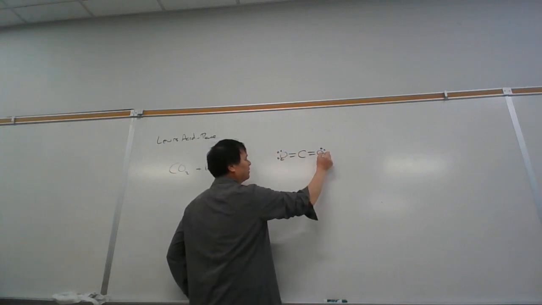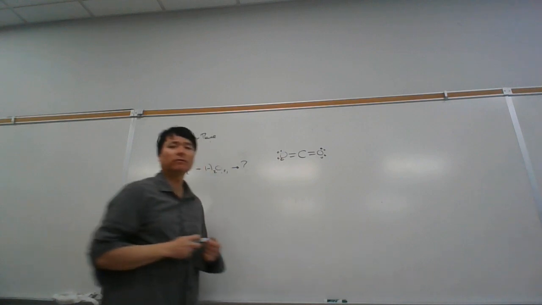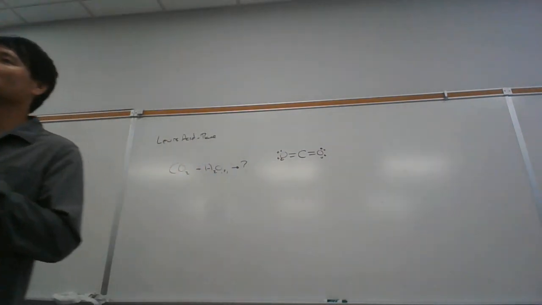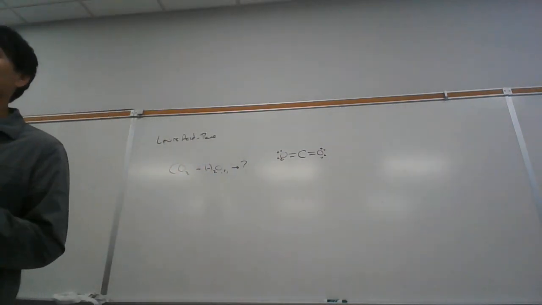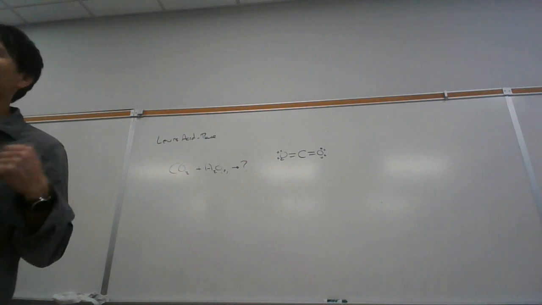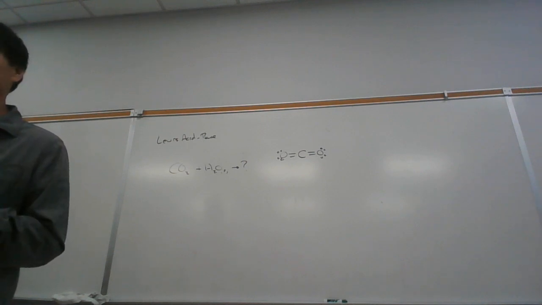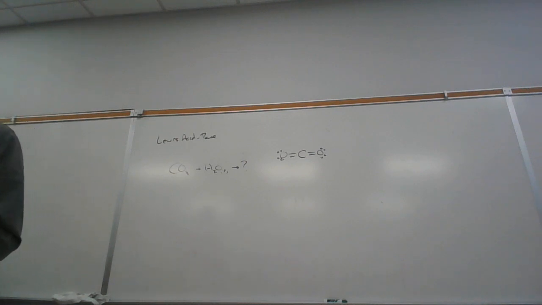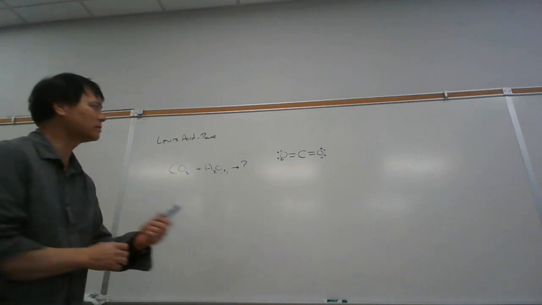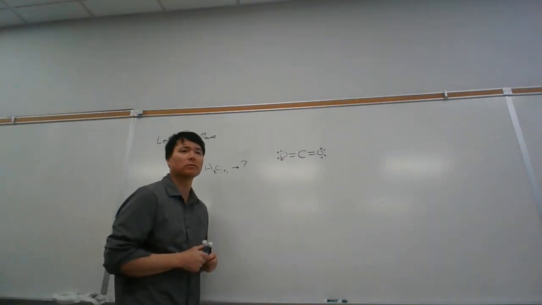Looks like that. And then for Lewis acid-base, we want to look for formal charges first. But are there any formal charges in CO2? There are no formal charges. Okay, if there are no formal charges, then the next thing we look for are delta pluses and delta minuses. Are there any delta pluses and delta minuses in CO2?